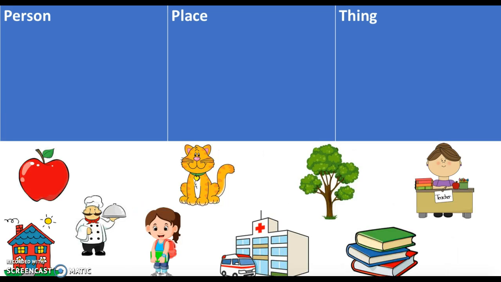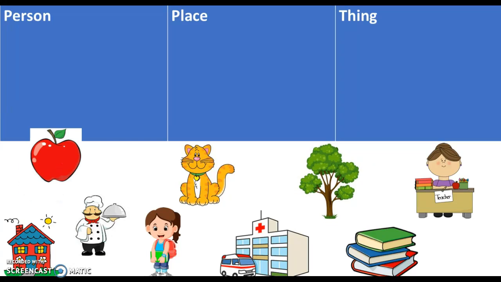Now we are going to practice being able to identify if a noun is a person, a place, or a thing. I'm going to ask you to divide your page into person, place, or thing and put the pictures in the right category. You can either draw them out or you can write them out. When you are done, you can start this video up again and we will go through each one.